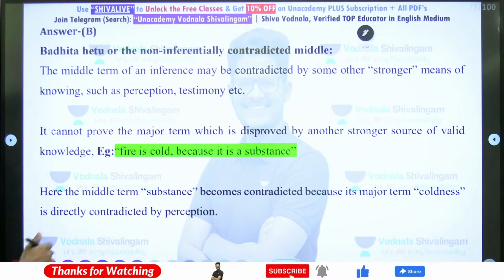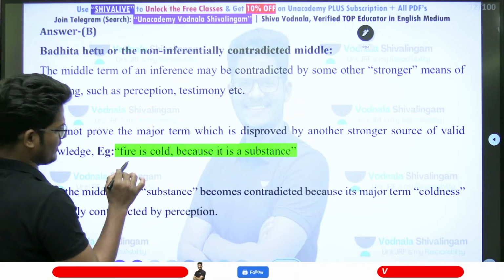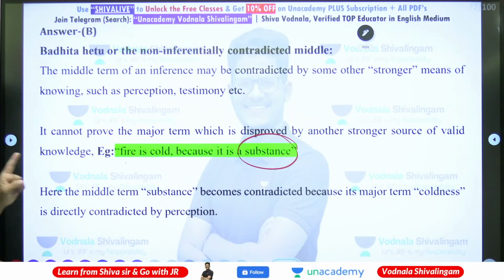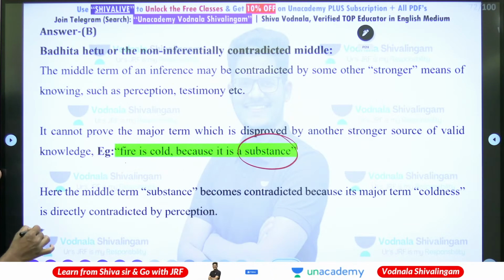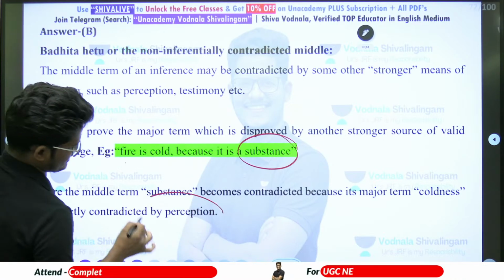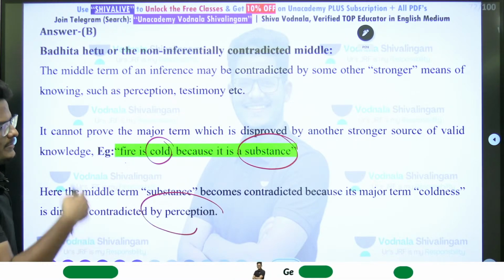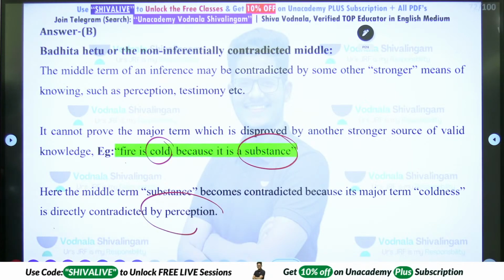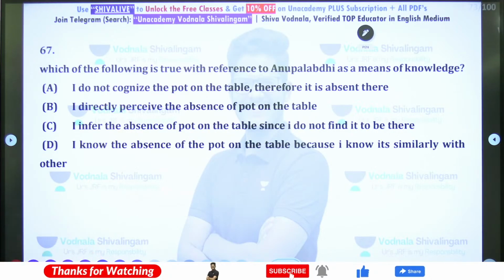Now it is trying to change or contradict that, because fire can never be cold, and it is a substance. How is it a substance? The middle term substance becomes contradicted because the major term coldness is directly contradicted by perception. This is not at all cold, because we can perceive that fire has warmness or hotness, and so that itself is a wrong middle term. This major term and this do not match at all.